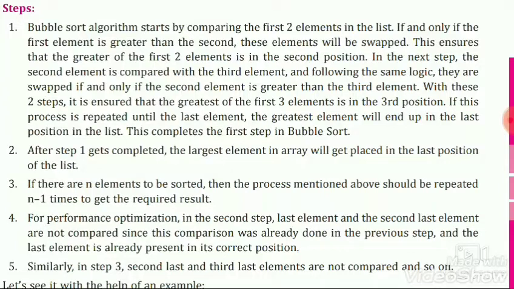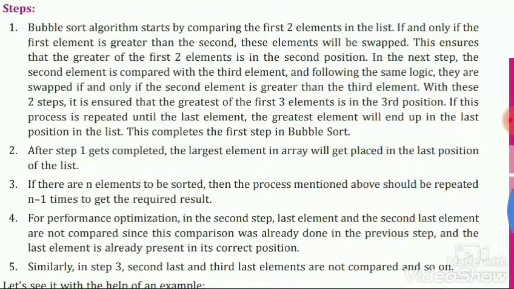In the next step, the second element is compared with the third, and following the same logic, they are swapped if and only if the second element is greater than the third element. With these two steps, it is ensured that the greatest of the first three elements is in the third position. If this process is repeated until the last element, the greatest element will end up in the last position in the list. This completes the first step in bubble sort. After the first step is completed, the largest element in the array is placed in the last position of the list.